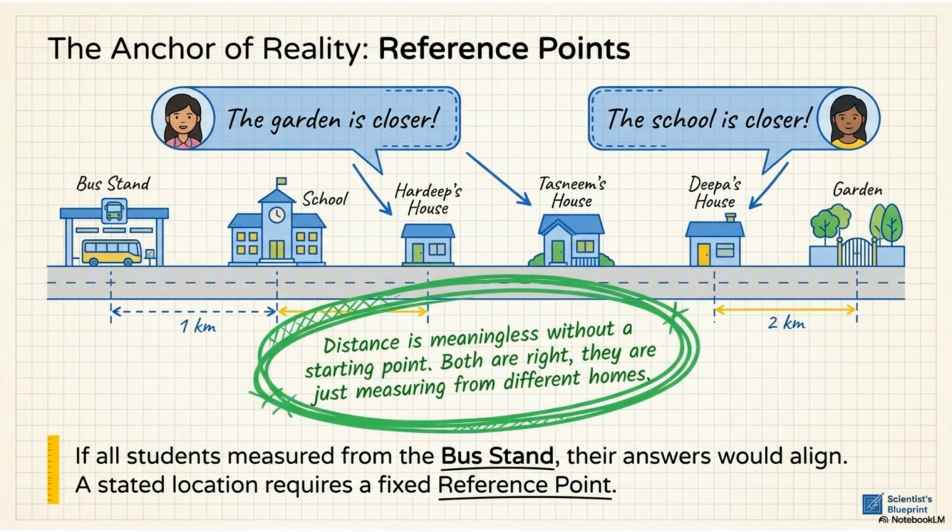Distance is meaningless without a starting point or a fixed reference point. Different starting points lead to different distance perceptions. If everyone uses the same reference point, their answers will align.